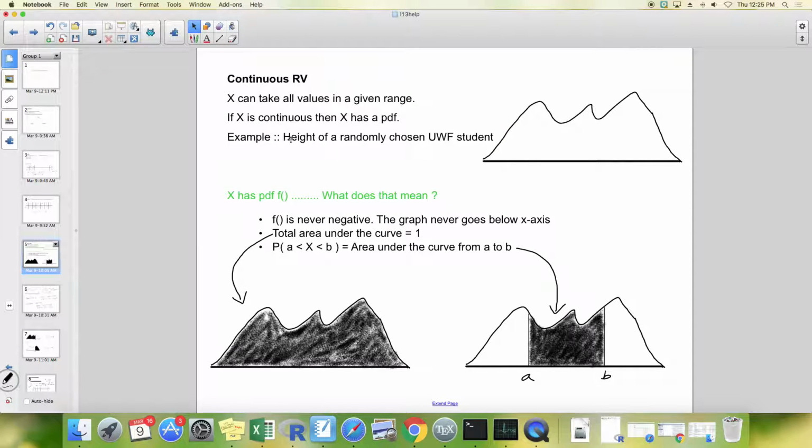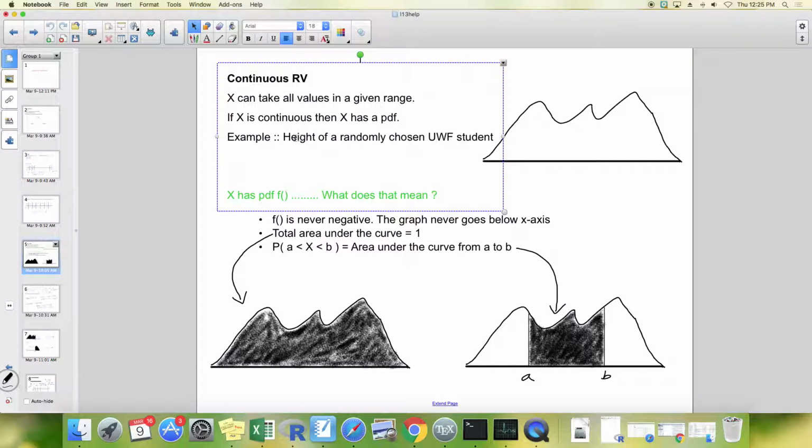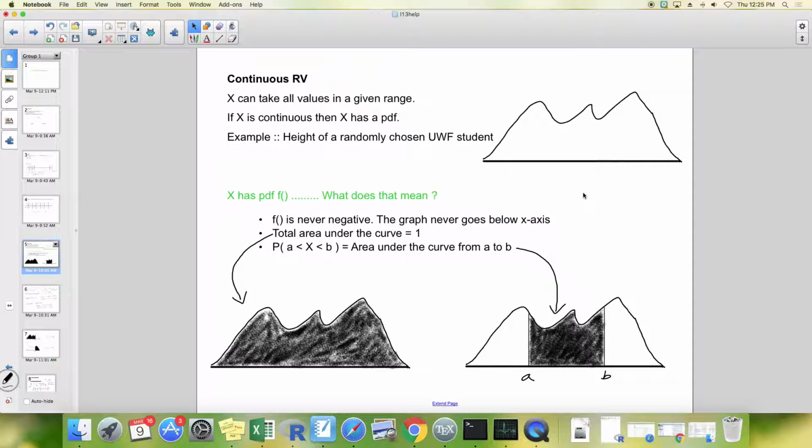So for example, height of a randomly chosen UW student. So what's the range here? I mean, I'm measuring the height in feet. So the range is like from 4 feet to 7 feet. So from 4 to 7. And in that range, can x take any value? Yeah. Pick out any height between 4 to 7. Is it possible that x equals that number? Yeah, it's possible.